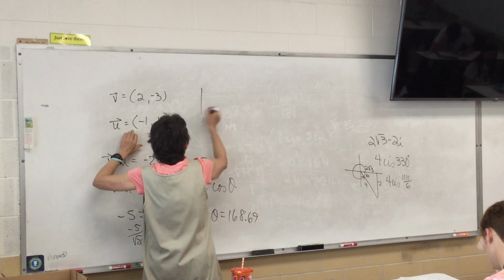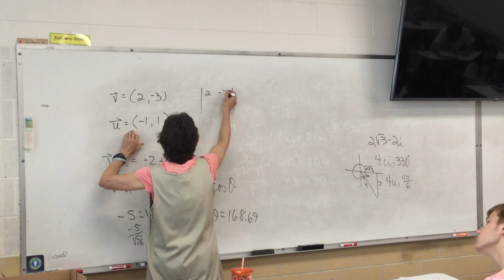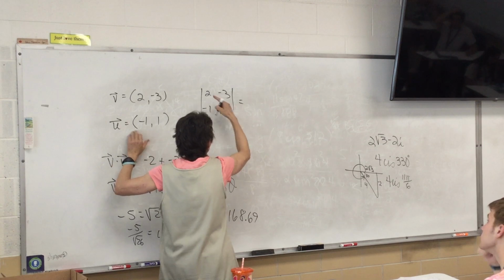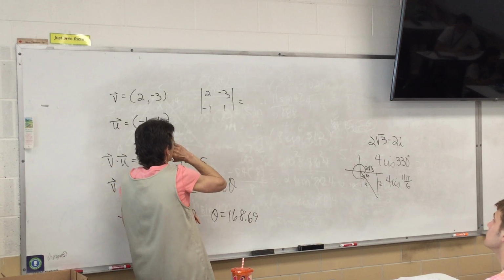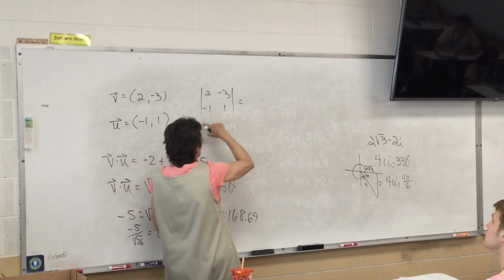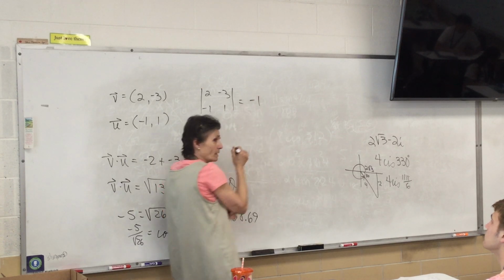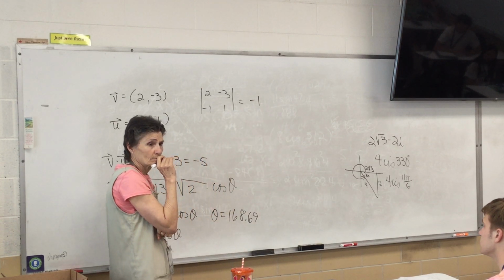What if we found the determinant of this? What's the determinant of this thing? 2 minus 3, so -1. Right?